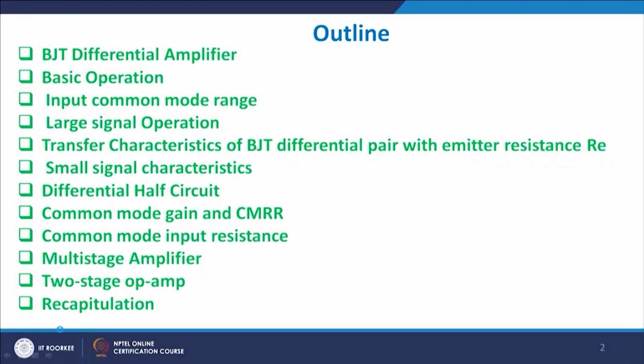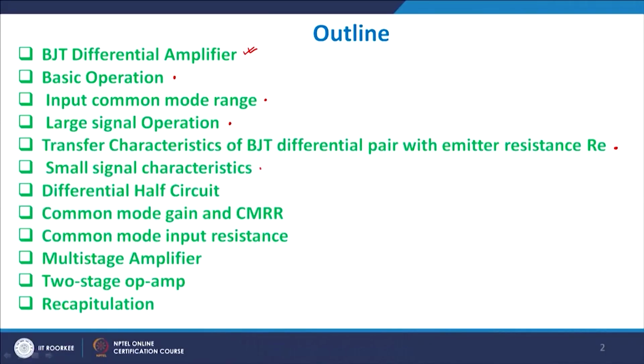So, with this basic background, the outline of the present course module is that we will first look into a BJT differential amplifier, under which we will look into the basic operation of the device. We will also understand the input common mode range, then large signal operation of the device, and then we will see how the output transfer characteristics change if we have an emitter resistance, and then we will look into small signal characteristics.